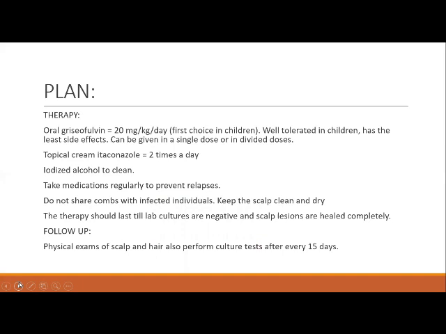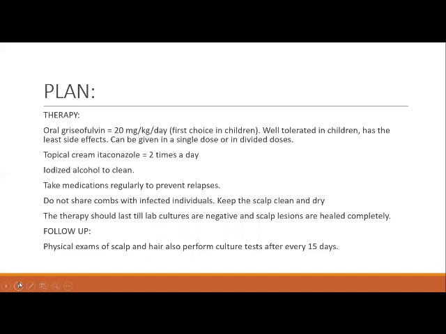That is, we are using both oral agents as well as topical agents. The plan is that we are giving oral Griseofulvin 20 mg per kg per day, first choice in children because it's safer, well tolerated in children, and has the least side effects. It can be given in either a single dose or in divided doses. The topical treatment is a topical cream of itraconazole, which can be applied 2 times a day. And to clean, we are using iodized alcohol to clean the lesions. These medications should be taken regularly to prevent any relapses of the infection.